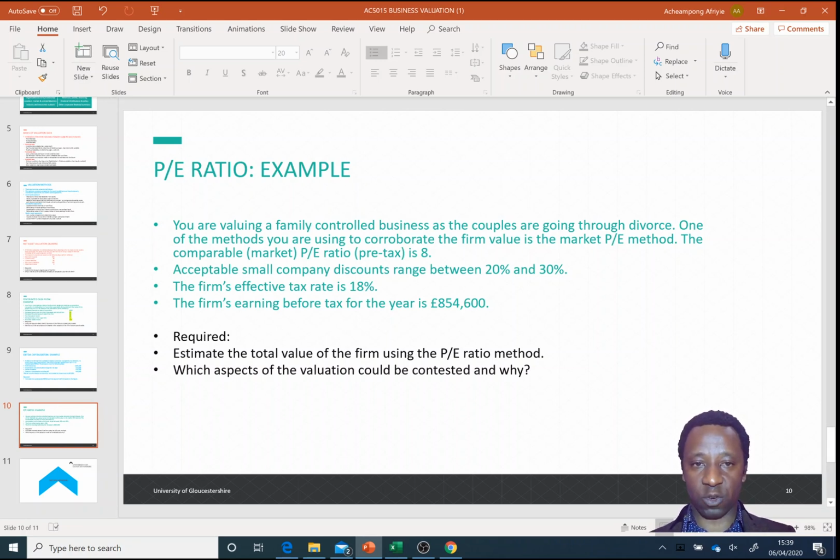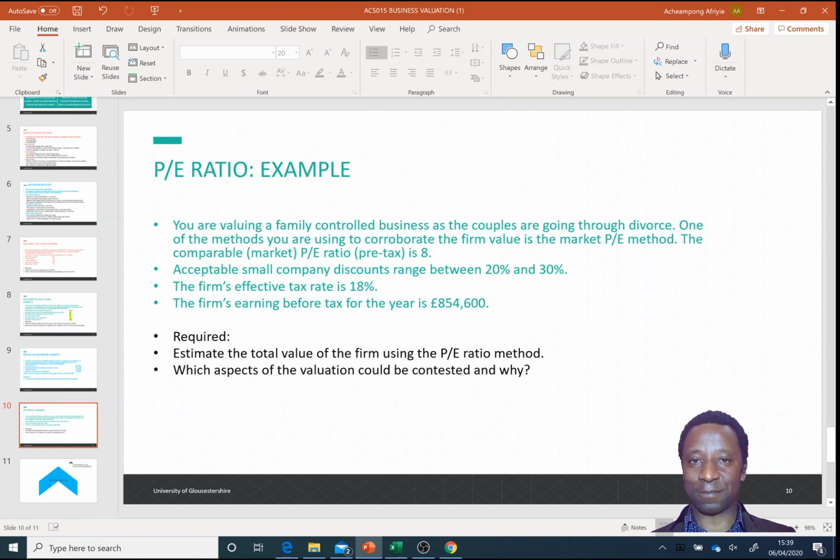Tiny story. Couples who own a business are falling out. We'll be talking about matrimonial cases in our final lecture. But they've fallen out and you need to value the firm that they own. And this firm is not listed.